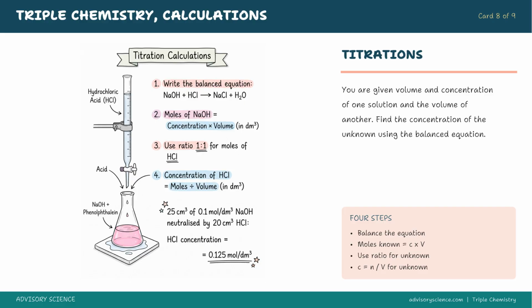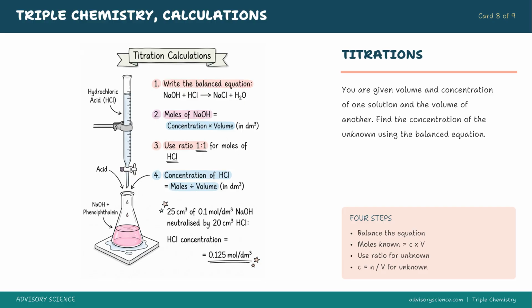Titration calculations. You're given the volume and concentration of one solution and the volume of another. The aim is the concentration of the unknown. And there are 4 steps to do this. First of all, write the balanced equation. Secondly, find moles of the known solution using moles equals concentration times volume in decimeters cubed. The third step, use the ratio in the equation to find moles of the unknown.